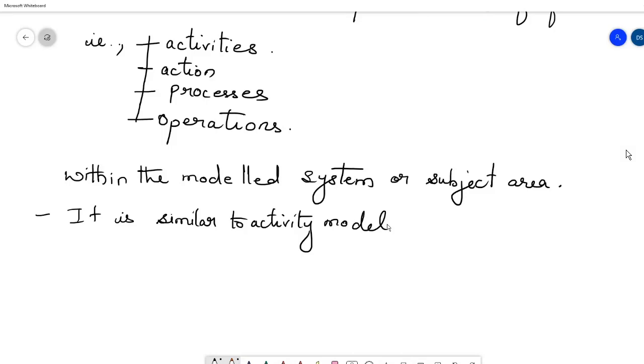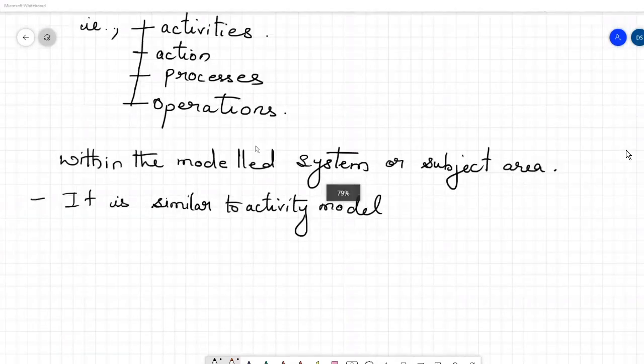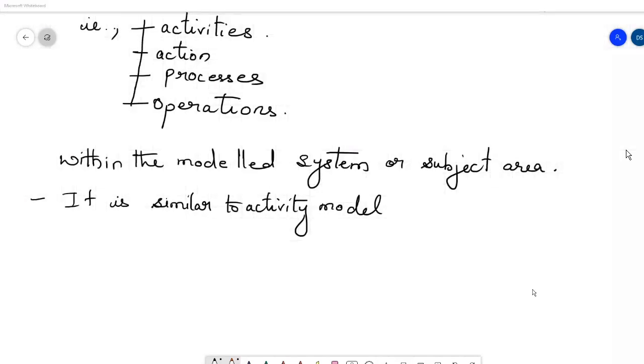Okay, now what is the history? Why was the functional model proposed, or why did the functional model come into existence? What was the reason? So let's see the history of the function model. Okay, so I'll tell you about the history.